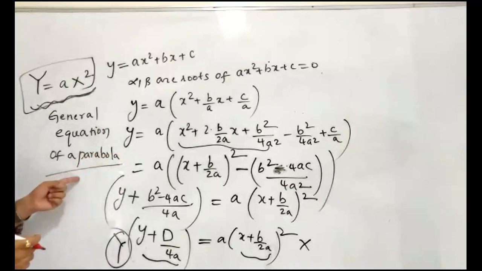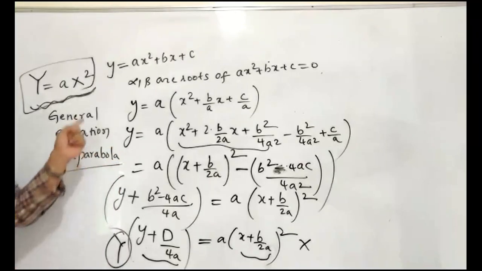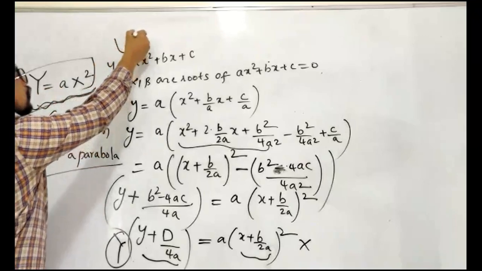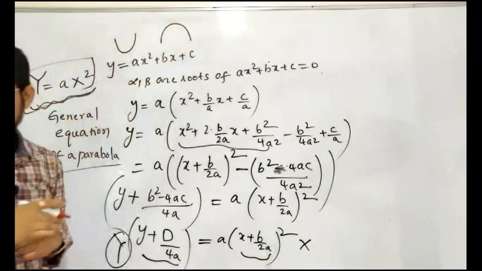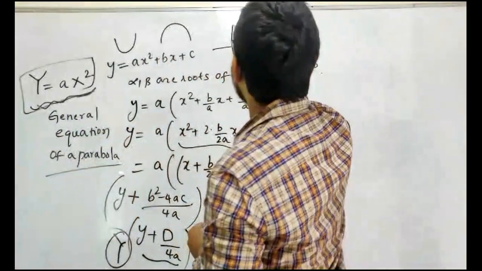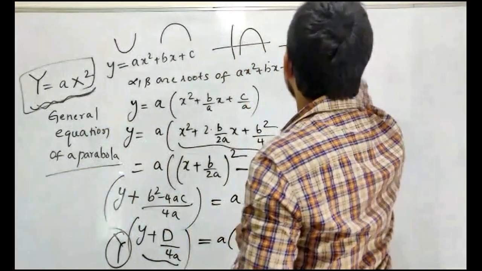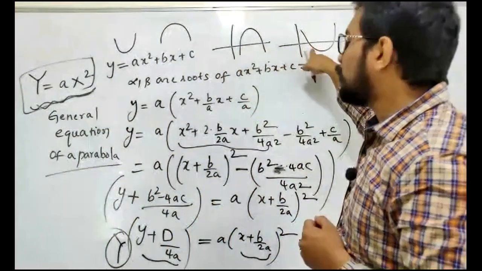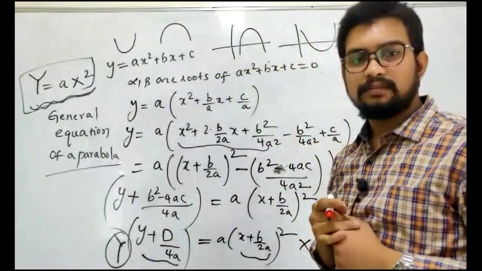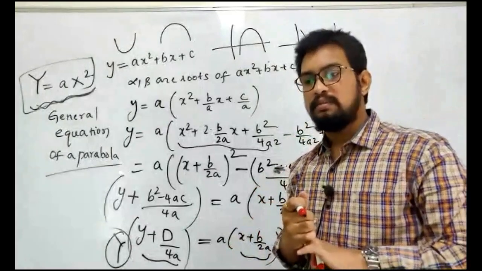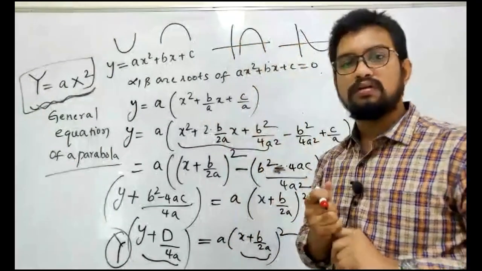Whatever we are seeing, this is called the general equation of a parabola. The shape of the parabola may be something like this, or something like this. If I take the axis, the parabola may be like this or like this. This is called orientation. The parabola can be like this or like this.